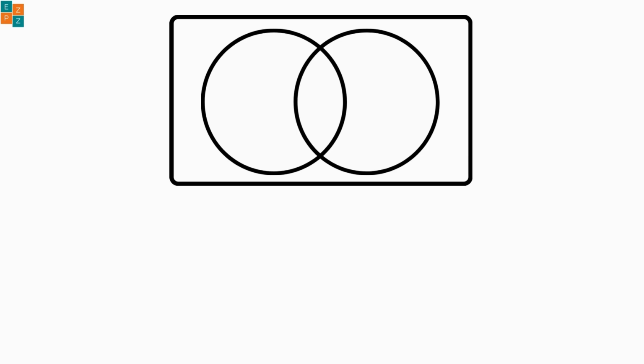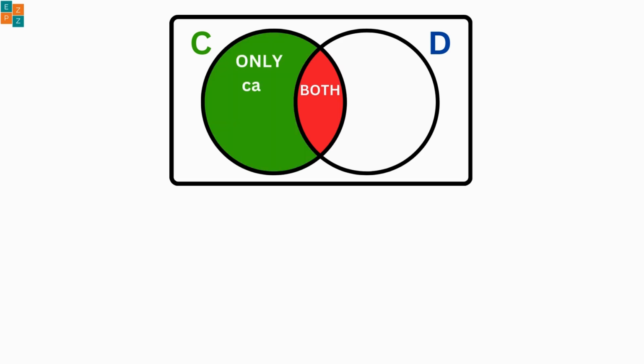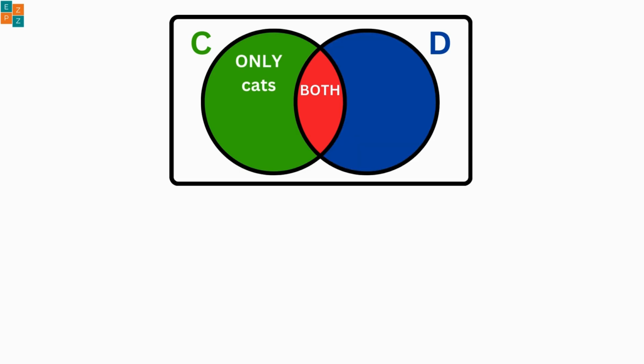For these kinds of problems, we use a Venn diagram to represent the information. Let C denote the set of students with pet cats and D denote the set of students with pet dogs. The intersection part represents the students who have both cats and dogs as pets. This section represents the students who have only cats and not dogs as their pet. And this section represents the students who have only dogs and not cats as their pet.